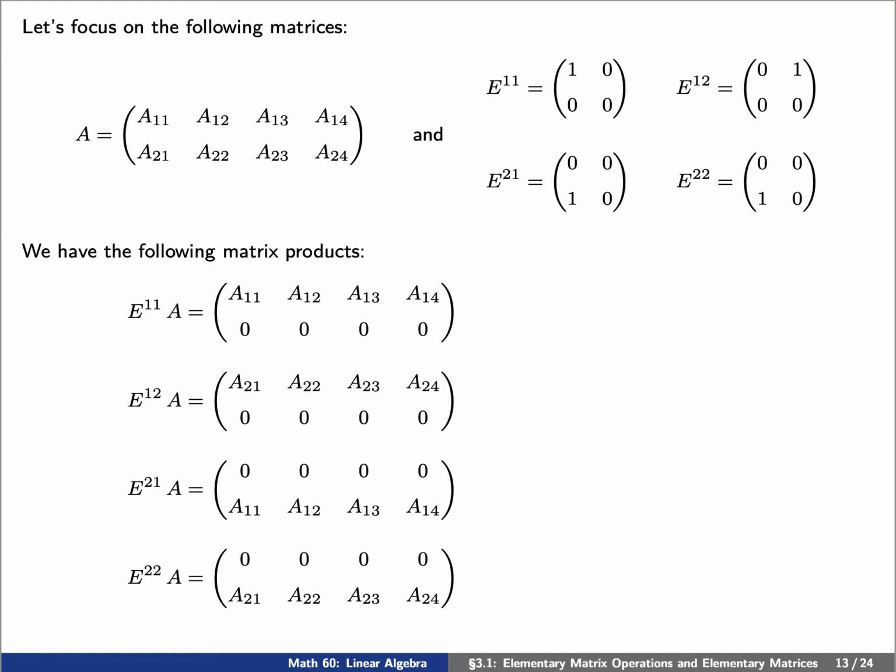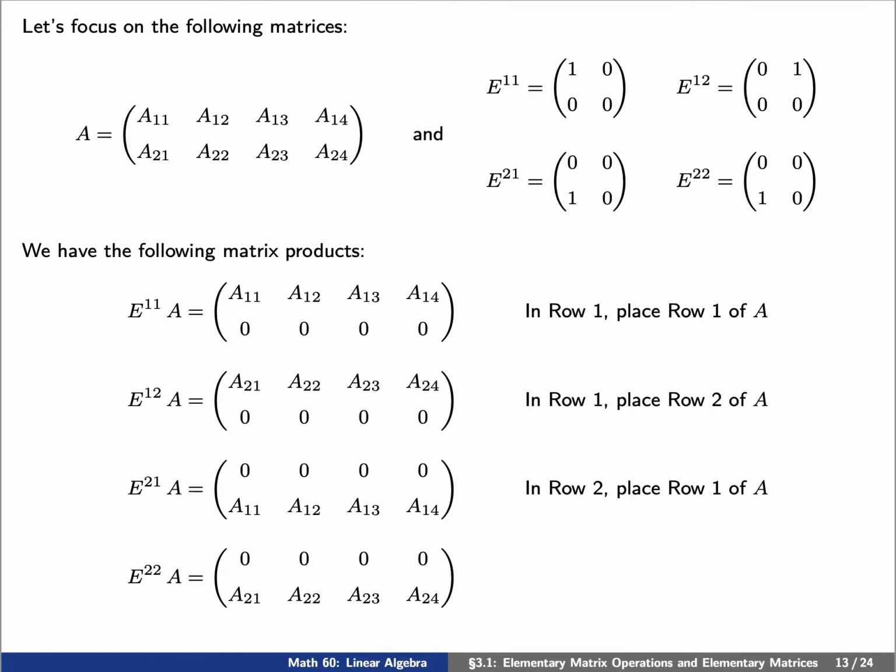Here's one way to think of the expressions that we found. For E11 times A, the idea is that we're taking row 1 of A and placing it in the first row here. In other words, in the first row, we're going to place the first row of A. For E12 times A, in the first row, we'll place the second row of A.